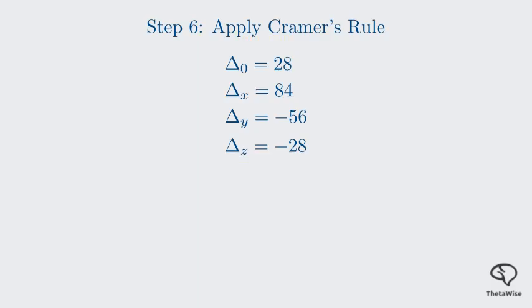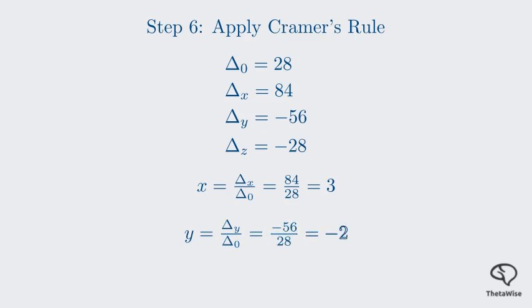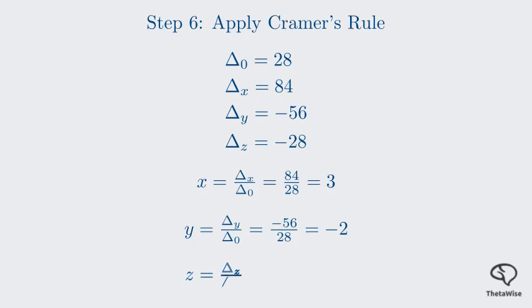Now we use our formulas. To find x, we divide delta x by delta 0. So x equals 84 divided by 28, which is 3. The solution for x is 3. Next, to find y, we divide delta y by delta 0. This gives us y equals negative 56 divided by 28, which simplifies to negative 2. So y equals negative 2. Finally, to find z, we divide delta z by delta 0. We have z equals negative 28 divided by 28, which equals negative 1. Therefore, z is negative 1.